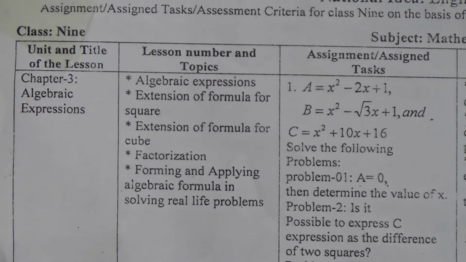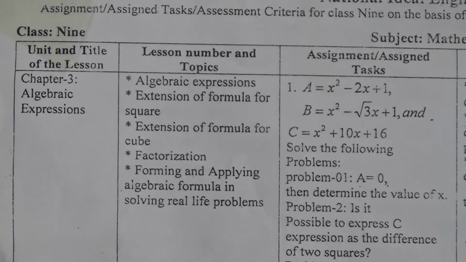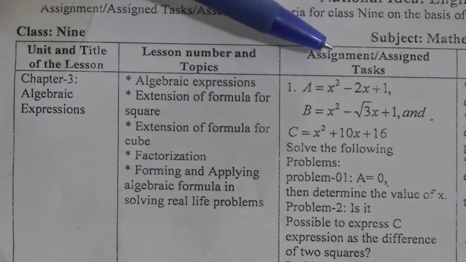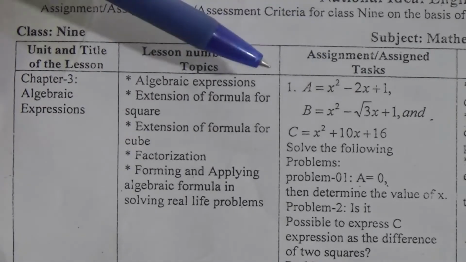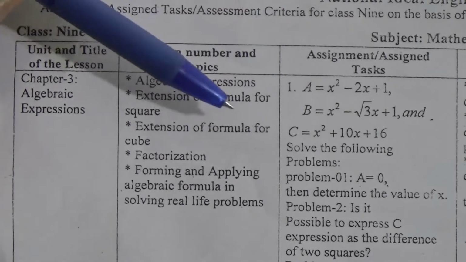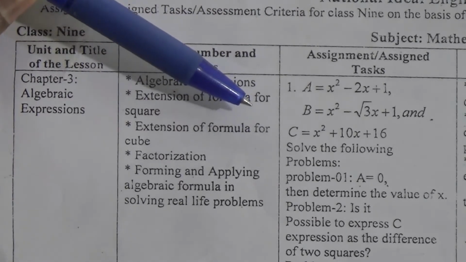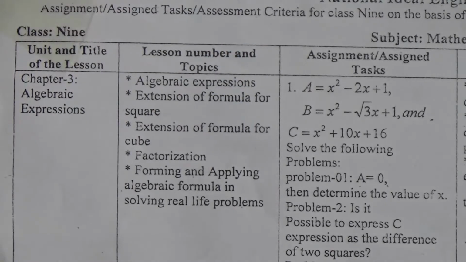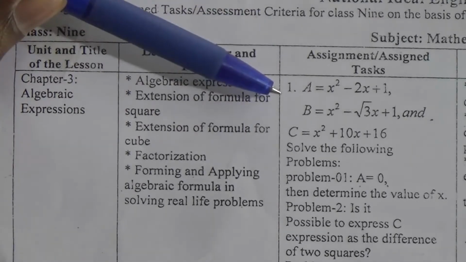Now, the assigned tasks. What is your work? You see, this is the stem. A equal to x square minus 2x plus 1. B equal to x square plus 3x plus 1, and C equal to x square plus 10x plus 16. Okay, this is the stem.